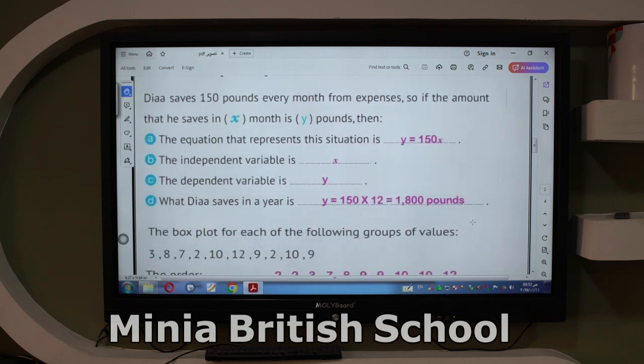Okay. Dia saves 150 pounds every month from expenses.